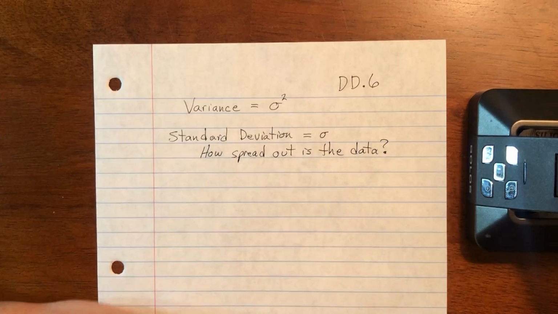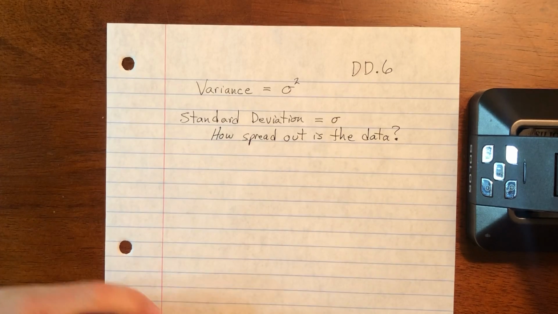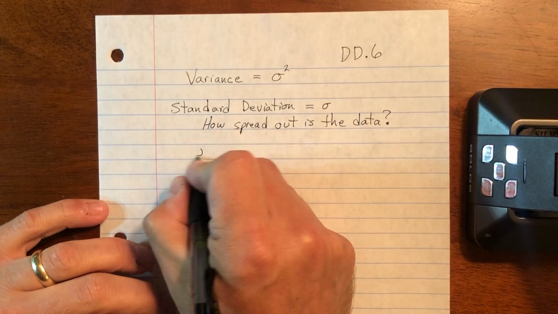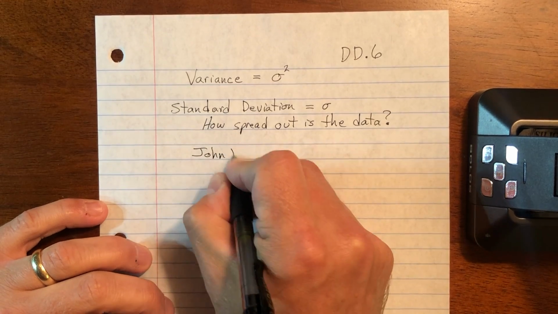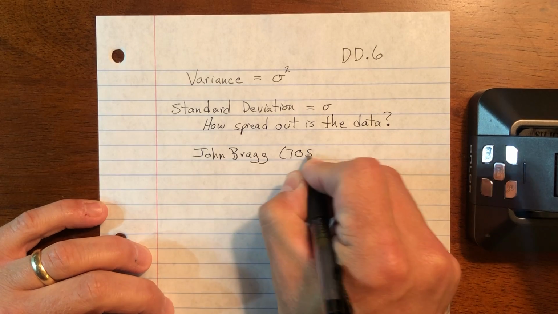Okay? That's really what it measures. So let's just do a little example. Let's say that you went out to John Bragg Highway. We're out here on John Bragg, and you know which highway that is, right? That's 70S. That's the road going to Murfreesboro.